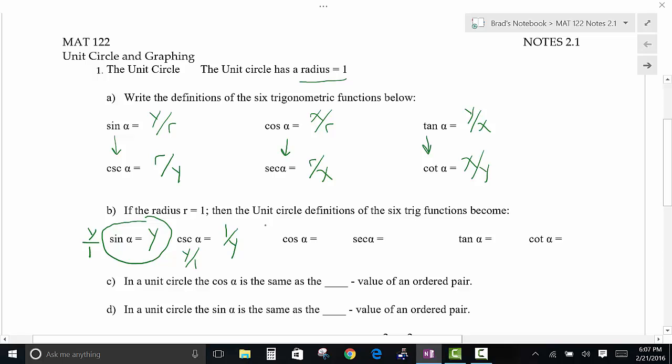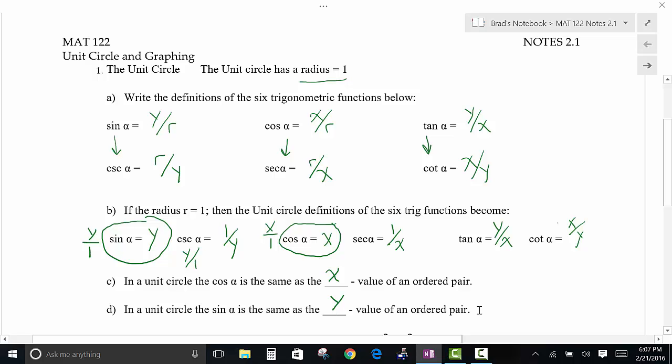And then the cosine is going to be x over r, so r is 1. That means the cosine now simplifies to just the x value. The secant is the reciprocal of x, so that's 1 over x. And then the tangent and cotangent don't simplify because they don't have the radius in them, so it's just y over x and x over y. So here's what we're after, the big crescendo: the cosine is the x value of an ordered pair on the unit circle, and the sine is the y value.